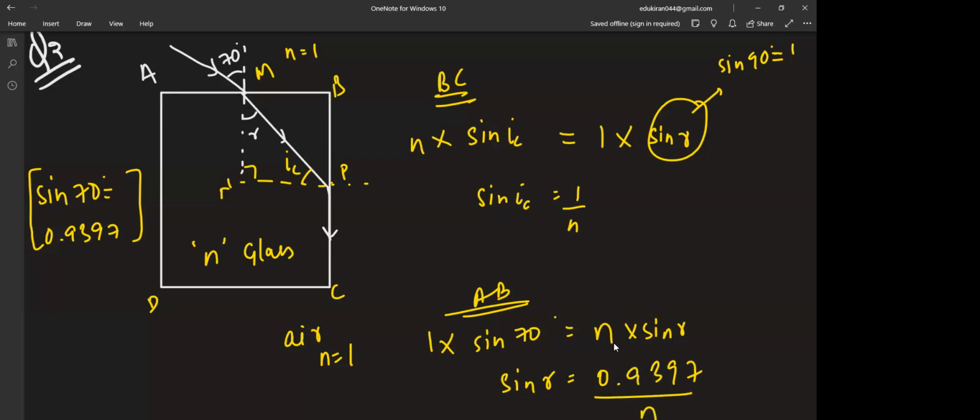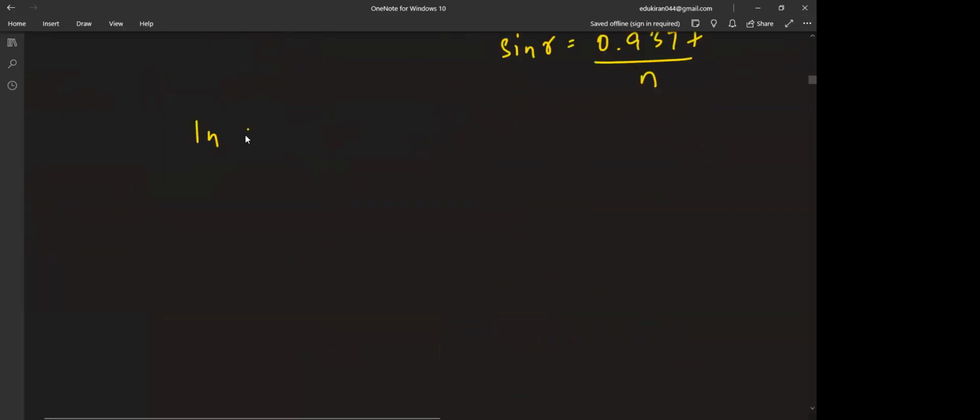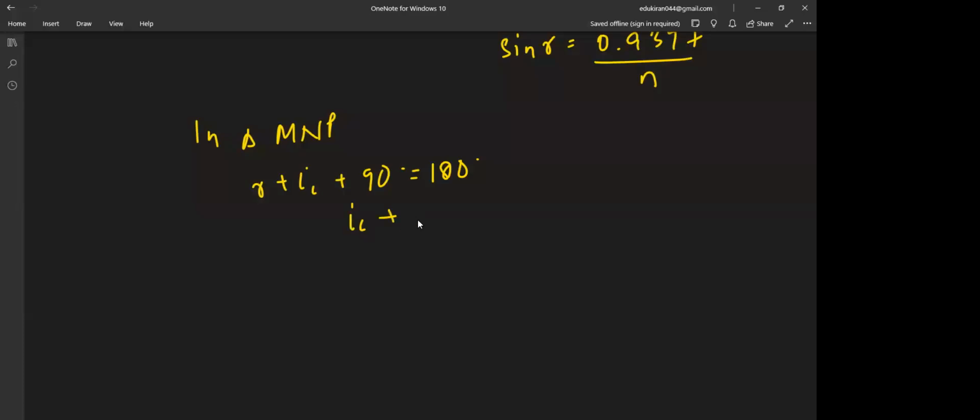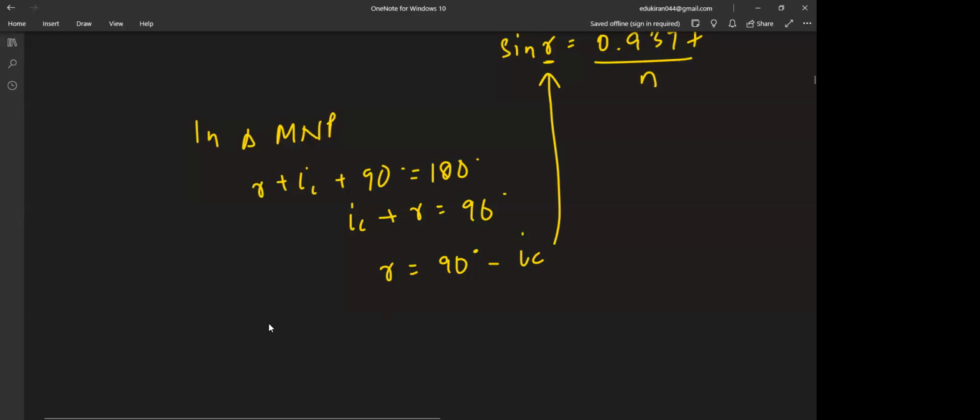I have sine R. Now if you look in this triangle MNP, the sum of all these angles, R plus IC plus this 90 degrees, according to the angle sum property of the triangle, will be equal to 180 degrees. Here in this question, you have to find the critical angle basically. So IC plus R will be equal to 90 degrees. So R is equal to 90 degrees minus IC. Fine. Now just put this value of sine R here. This becomes sine of 90 minus IC.